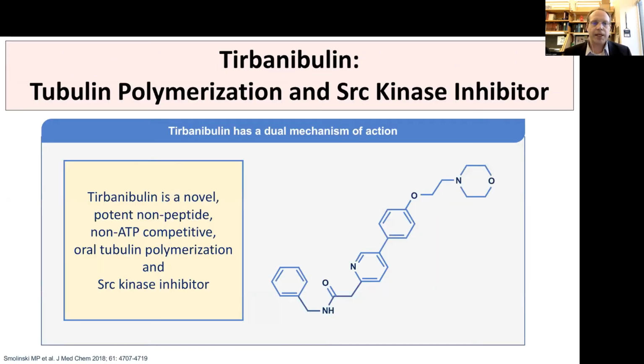So Tirbanibulin has a dual mechanism of action. It's both a tubulin polymerization inhibitor as well as an SRC kinase inhibitor. And SRC kinases are non-receptor tyrosine kinases, important in cell proliferation, growth, division, et cetera, and differentiation. And tubulin is involved in the cytoskeleton. So let's take a closer look at this mechanism of action.